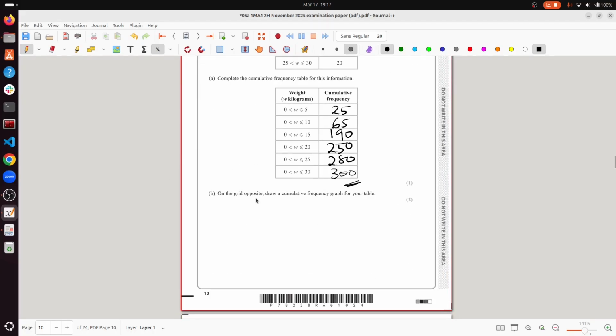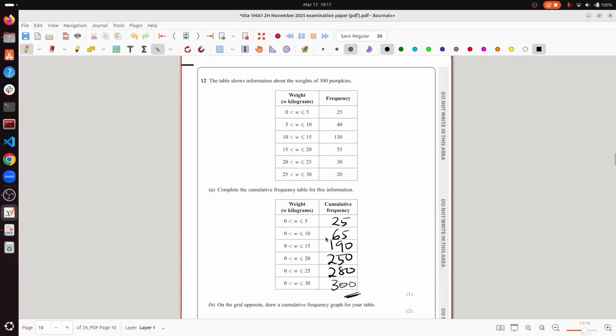Now on the grid, draw a cumulative frequency graph for your table. So for us to draw a cumulative frequency graph, we're going to draw the upper class boundary against the cumulative frequency.